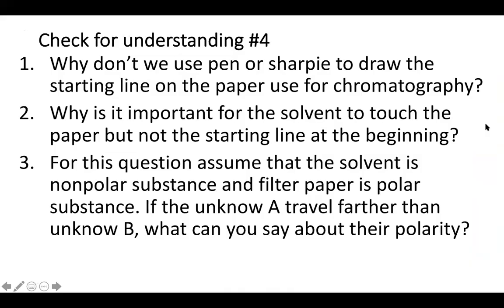Okay, so let's do another check for understanding. When you finish watching this video, you should come back here and try to answer these questions. Why don't we use pen or Sharpies to draw a starting line on the paper for chromatography? Why is it important for the solvents to touch the paper but not the starting line? For this question, assume that the solvent is nonpolar and the paper is polar. If you know that analyte A travels further than analyte B, what can we say about their polarity?